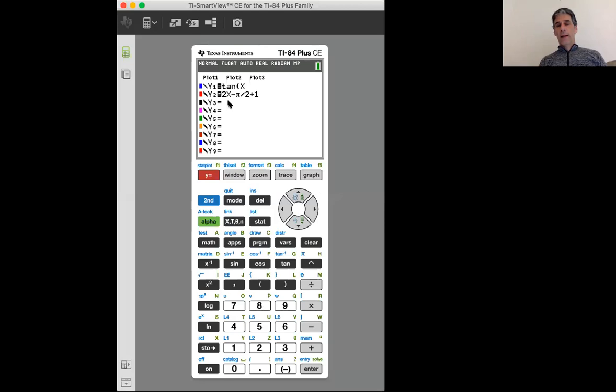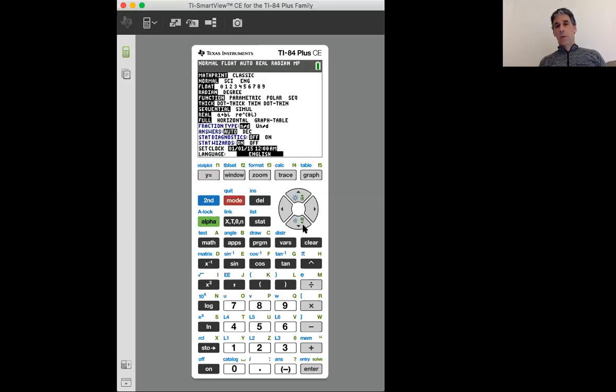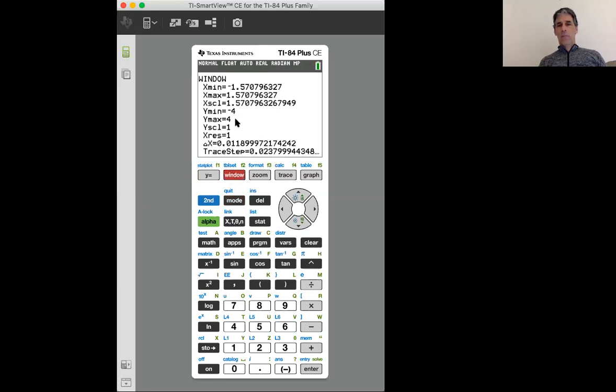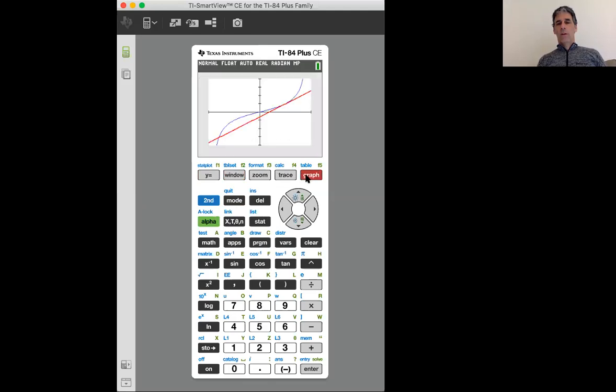So we've got tan x, and then we've got the equation of the tangent line, 2x minus pi over 2 plus 1. A couple of things to note. Make sure you're in radian mode, otherwise it won't be the right graph. And the window, they told me it should be from minus pi over 2 to pi over 2, and then I just use values of -4 and 4 as my y values. So I get a graph like here, and I can check a couple of things right off the bat to feel good about my exam.